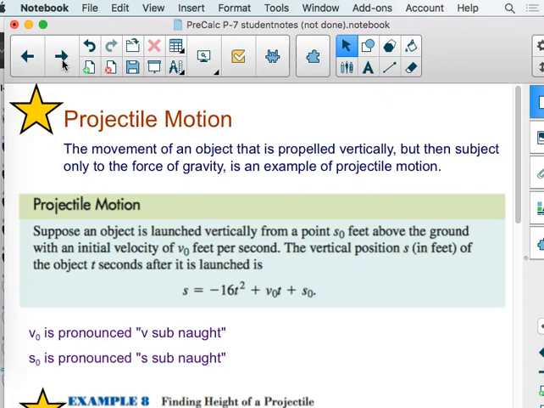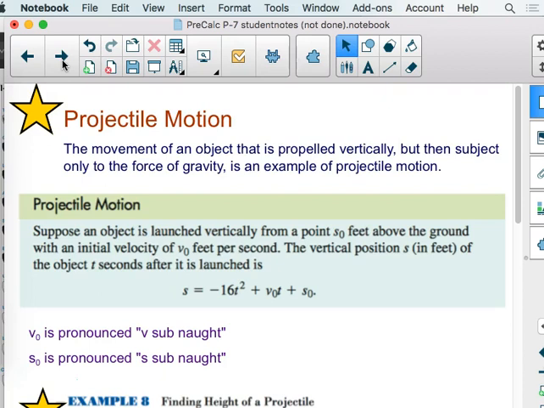That's it. So projectile motion: suppose an object is launched vertically from a point S sub naught, that's what S sub 0 stands for here, so S sub naught feet above the ground, with an initial velocity of V sub naught feet per second. The vertical position S in feet of the object t seconds after it is launched is, wow, that was a lot of blah, blah, blah.